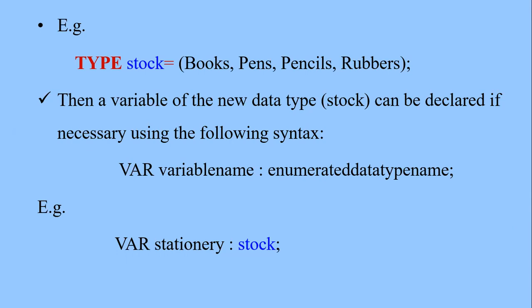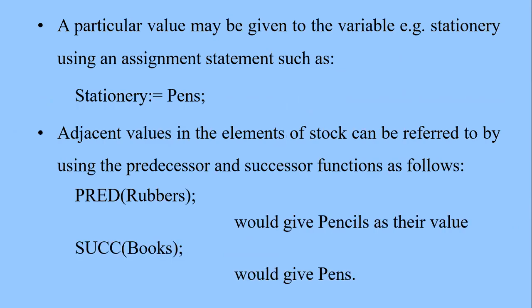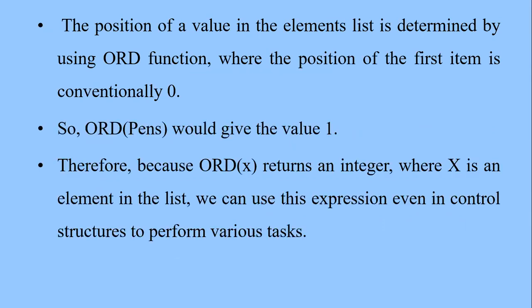Then pencils is only 2. Therefore, odd pencils will generate 2. Odd rubbers will generate 3. So books is 0, pens is 1, pencils is 2, rubbers is 3. And therefore, because 0, 1, 2, 3 are integers, we can use the position of each item even in a structure. For example, as I'll demonstrate just now.